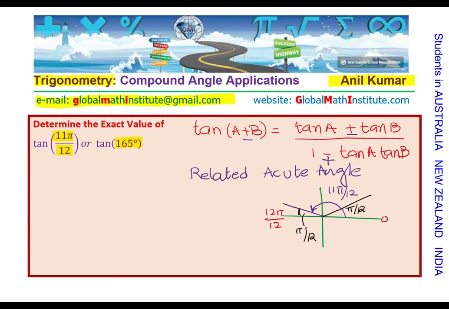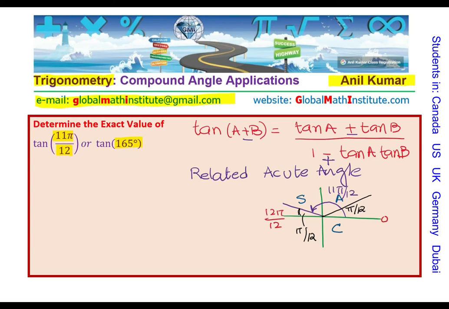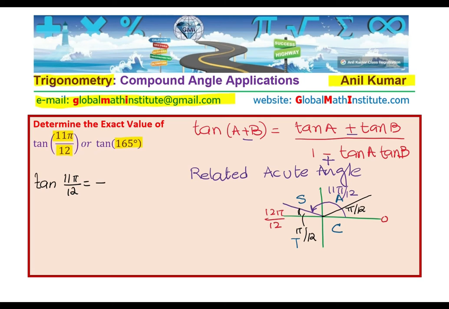Second, we have to consider the CAST rule. We know cosine is positive in quadrant 4, all in 1, sine in quadrant 2, and tan in 3. So we know this value is going to be negative. Let me rewrite the question here. Tan 11 pi by 12 can be written as minus, since you are in quadrant 2, and the related acute angle being pi by 12. So it is minus tan pi by 12. Makes sense? You get the idea. So that is the first step.